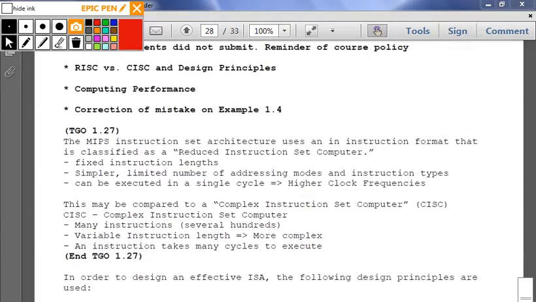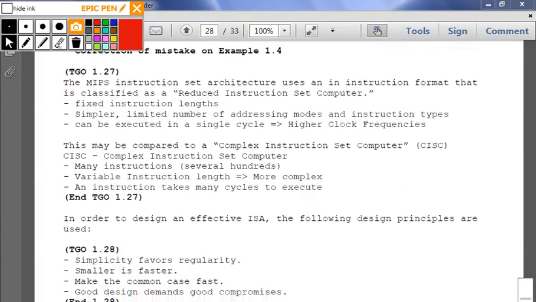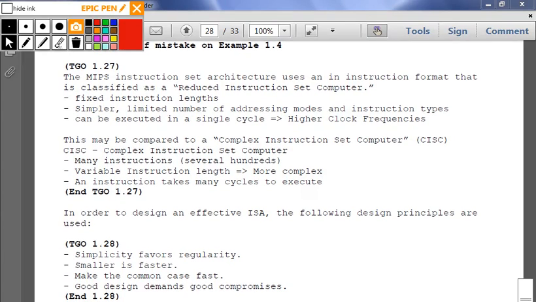Okay, so we're starting talking about the difference between reduced instruction set computer and complex instruction. Hey, do you have a question? Okay, sorry, I just hear a lot of whispering in the back.